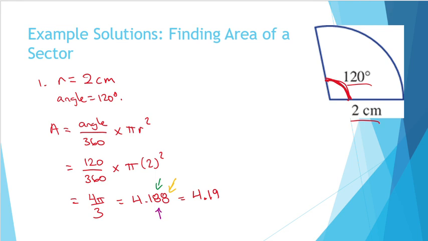And just remember your units of measurement at the end, centimeters squared. So we always write squared because we're finding the area, okay? So just remember, when the question asks for area, always put in the squared at the end.